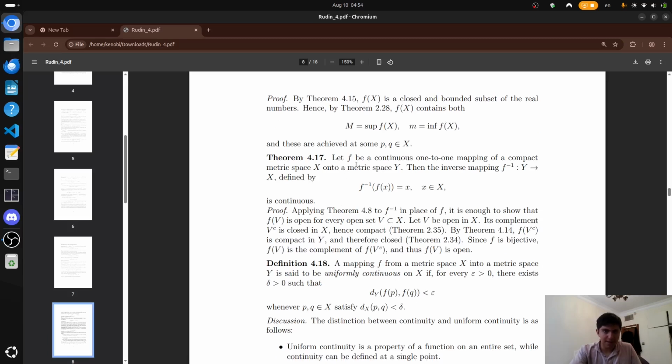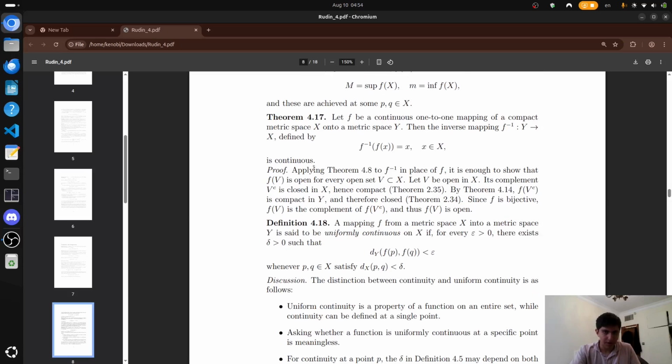Theorem 4.17, let f be a continuous one-to-one mapping of a compact metric space X onto a metric space Y. Then the inverse mapping f inverse from Y to X is defined by f inverse of f of x equals x. This is what I was talking about earlier. So the proof is, applying theorem 4.8 to f inverse in place of f, it is enough to show that f of V is open for every open set V in X. Let V be an open set in X, its complement V complement is closed in X, hence compact. By theorem 4.14, f of V complement is compact in Y, and therefore closed. Since f is bijective, f of V is the complement of f of V complement, and thus f of V is open.